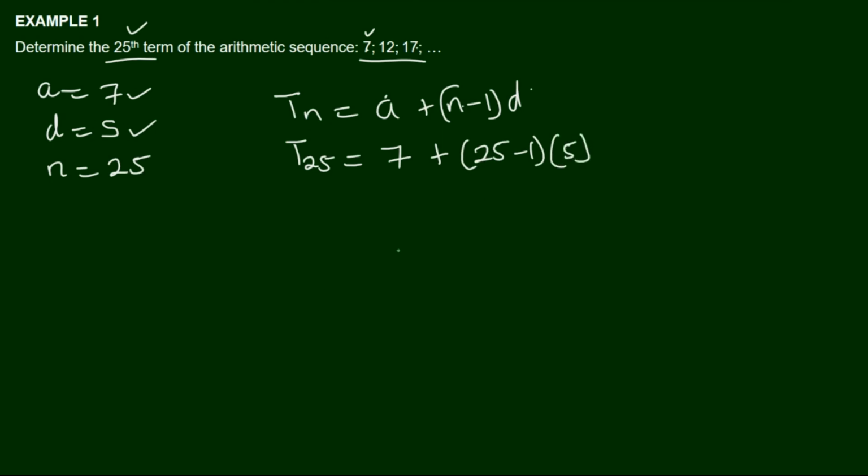Okay. Then we can put this in the calculator. This will give us that T25 is equal to 127. So it means term number 25 is 127.